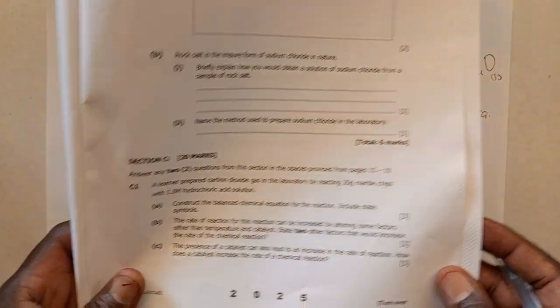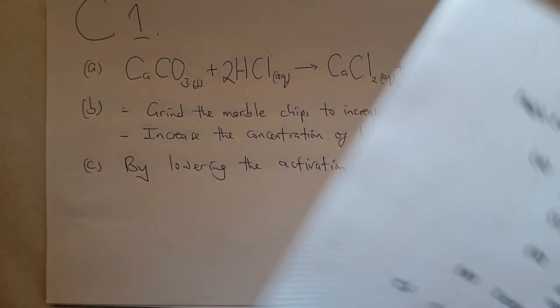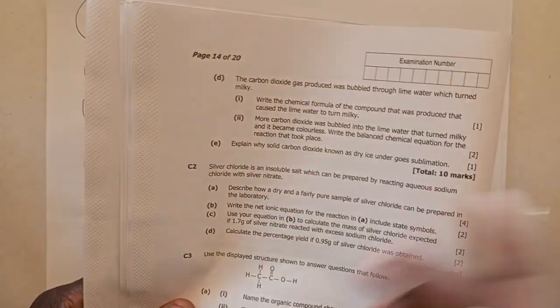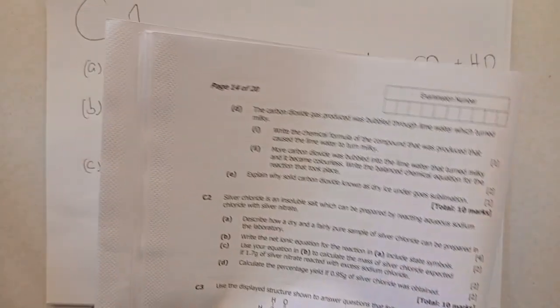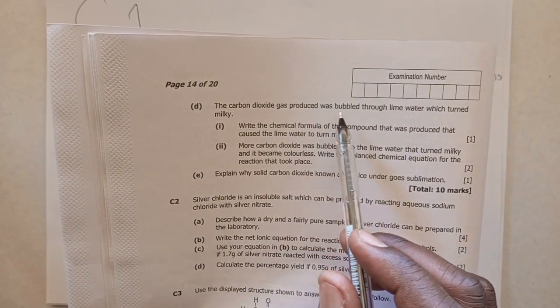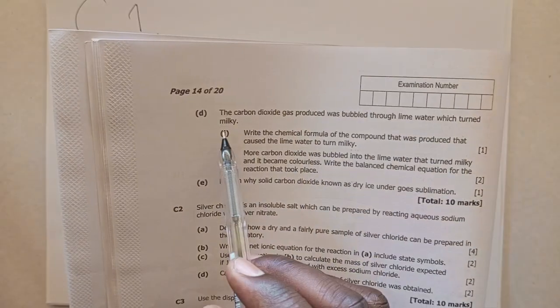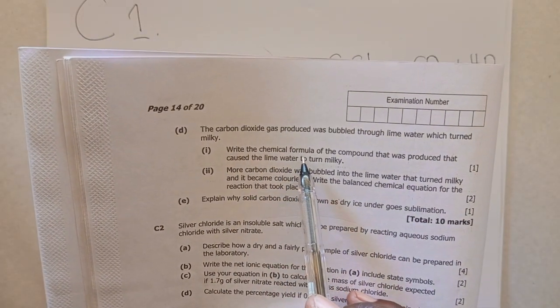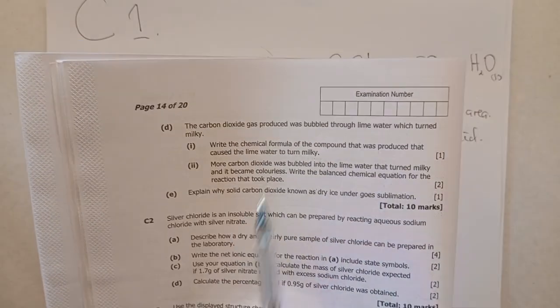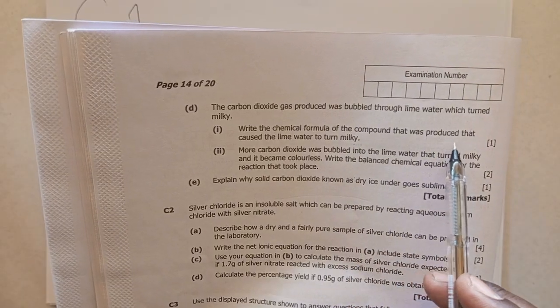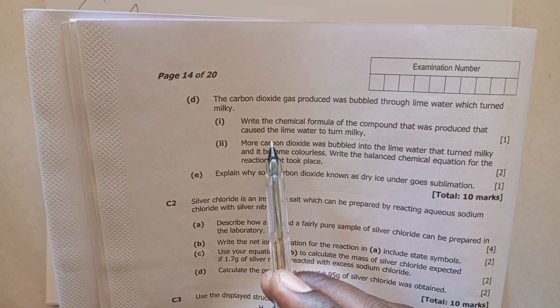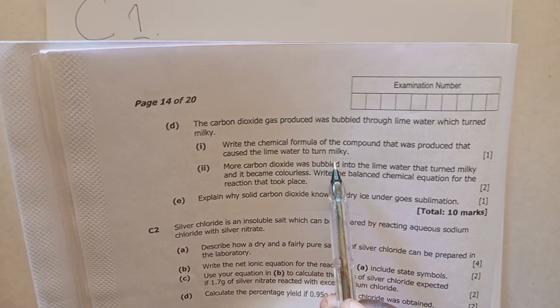That was C. We move on to question D. The carbon dioxide gas produced. Remember, this question is all about preparation of carbon dioxide in a lab, but we've identified it to be under the topic of chemical reactions. The carbon dioxide gas produced was bubbled through lime water, which turned milky. Write the chemical formula, not chemical equation. Read the question carefully. We are told to write the chemical formula of the compound that was produced that caused lime water to turn milky.